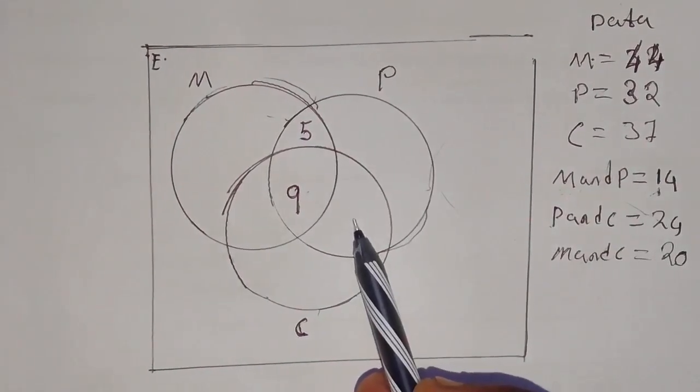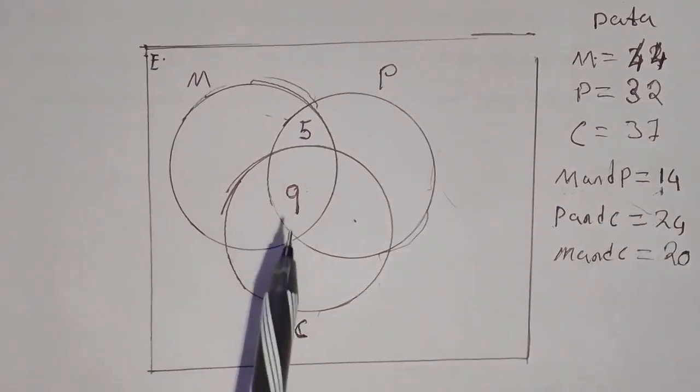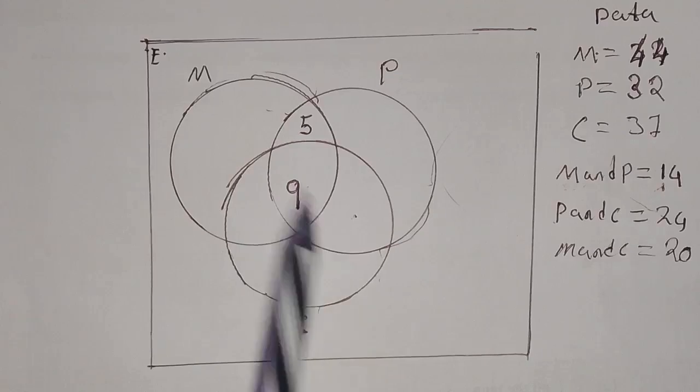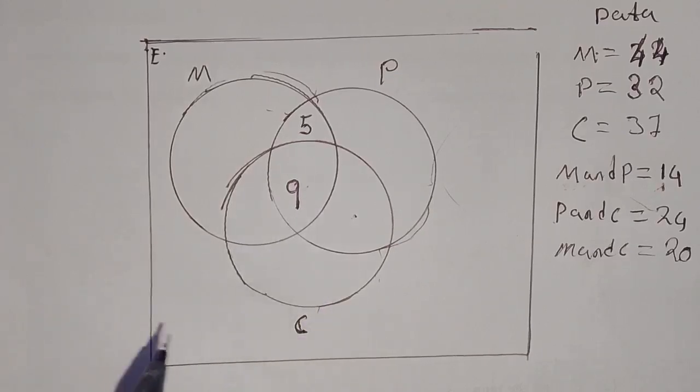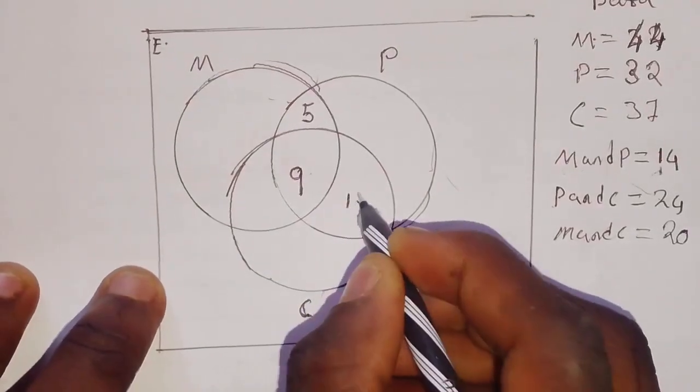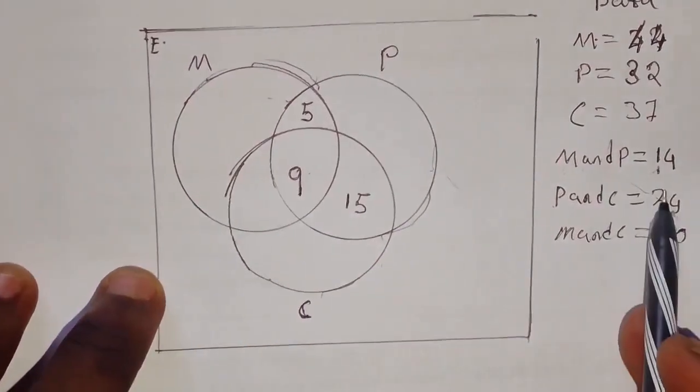Okay, so it's 24. In those 24, there are 9 who participated. So just do 24 minus 9. You're going to find people who planted the potato and the cassava only, which is 15. So if you add 15 plus 9, it will give you 24.